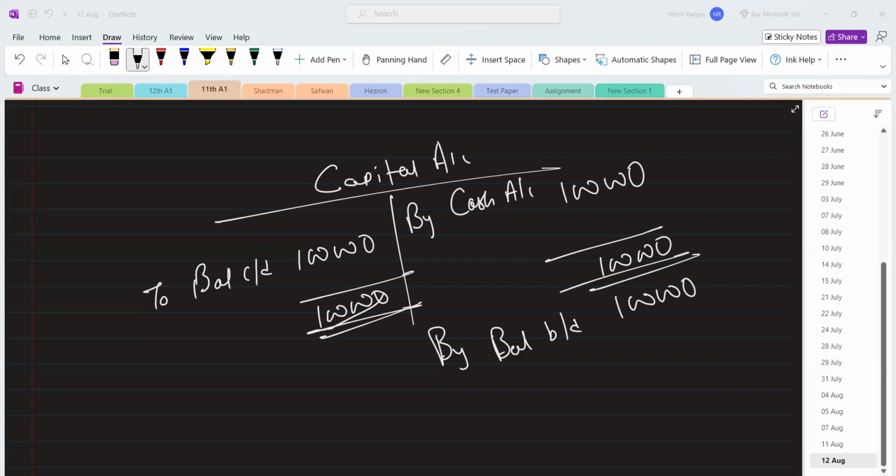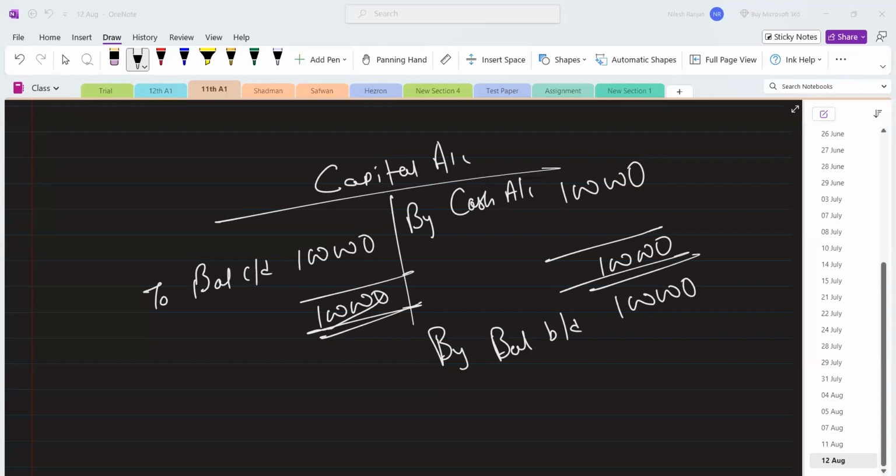Okay. So, sir, for example, the first transaction is cash account debit to capital account. So capital account is on the credit side, right? But in the ledger it will be on the debit side, right? To capital.